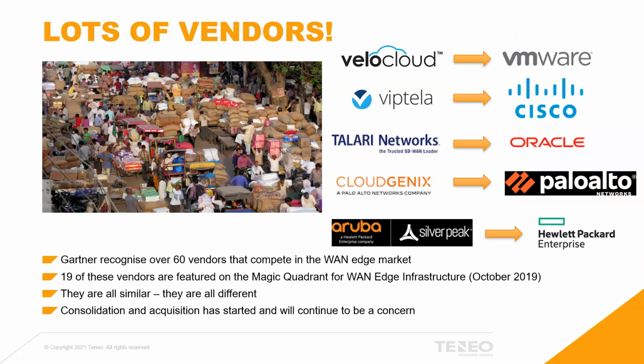The first thing to note is that this is a very crowded market, with over 60 vendors claiming to have an SD-WAN solution. Of these vendors, 19 have been recognized in the Gartner Magic Quadrant released in October of 2019, of which 2 were subsequently acquired by other vendors, CloudGenix by Palo Alto and Silver Peak by Aruba HPE. One thing is for sure, we'll continue to see more consolidation in this market through both acquisition and niche players struggling to get enough of a foothold to sustain their operations or sadly go out of business.